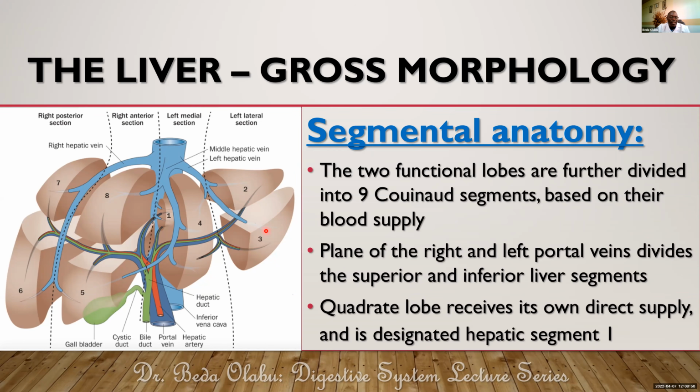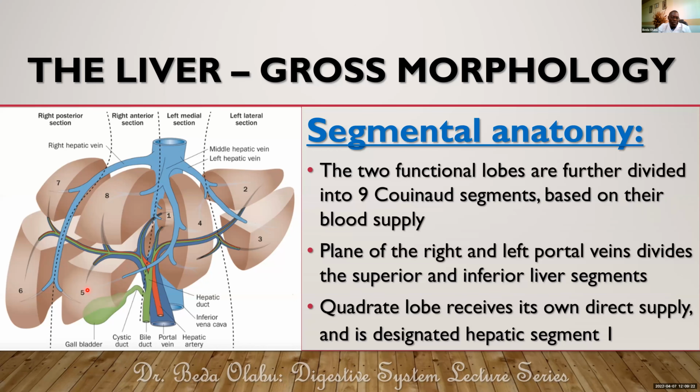Segment 3, the left lateral inferior segment. Segment 4 is the left medial segment, but segment 4 has 2 parts. We have 4A and 4B. That's what makes them 9. So 4A is superior and 4B is inferior.